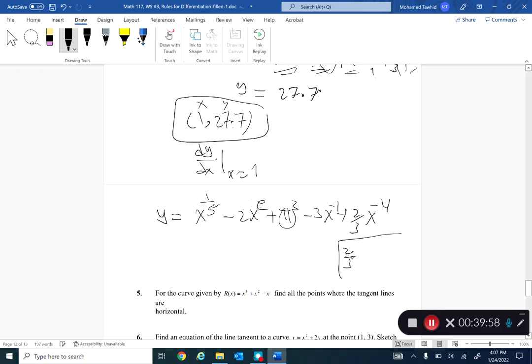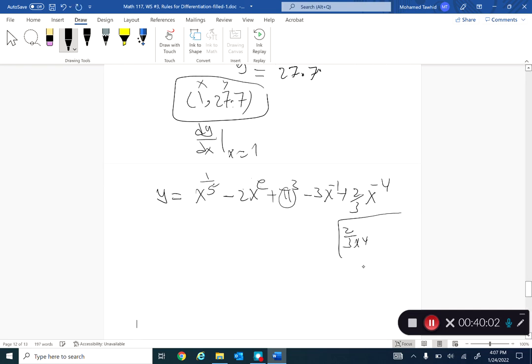So you have 2 over 3 x to the power 4, so that you can see up, right? If you have 2 over 3 x to the power 4, then I can write 2 over 3 multiply by 1 over x to the power 4. Then I take this one up, it will be 2/3 x to the power -4. So that's what I have here, right? Now I can take the derivative.